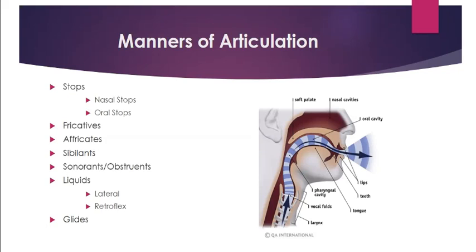Okay, the manners of articulation. Remember, the air comes from the lungs and then starts the speech production process as soon as it reaches the vocal folds or the vocal cords. From here up, the air will start changing into sounds. So based on the obstruction that you make, you will be making either stop sounds. Look at this, stop sounds: nasal stops and oral stops.